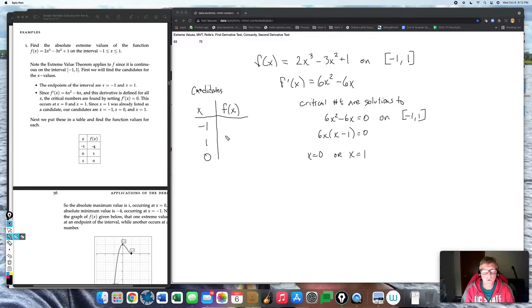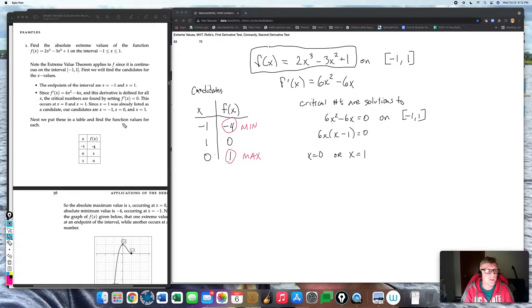Okay, so now I just plug these back into my function, not into the derivative, into the function, right? So putting 0 in there is pretty easy. I get y equals 1. If I put 1 in there, I get 0, because that's 2 minus 3 plus 1. And if I do -1, I get -2 minus 3 plus 1, right? Okay, so it's just as simple as to find the extreme values. The smallest one is the minimum, and the biggest one is the maximum.